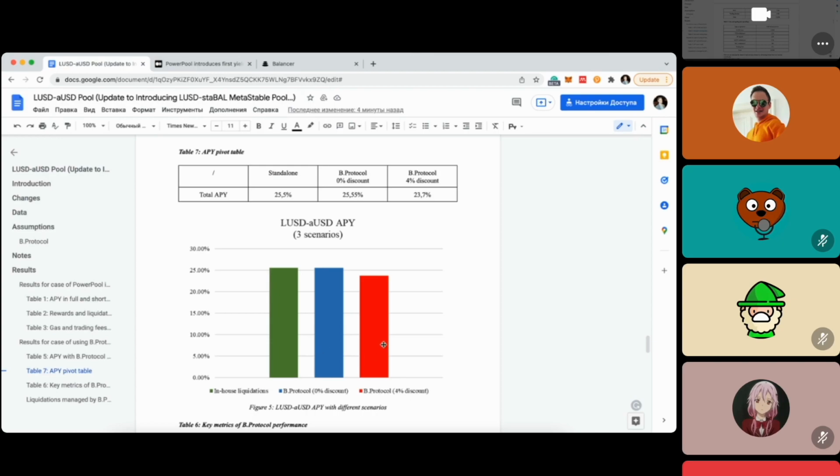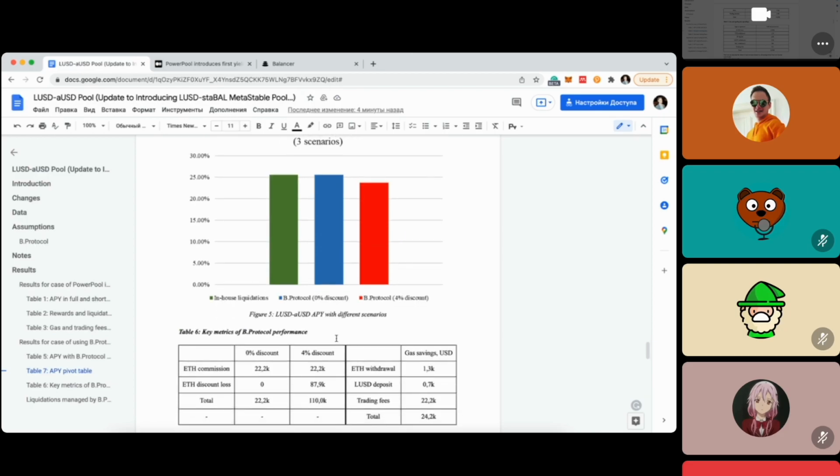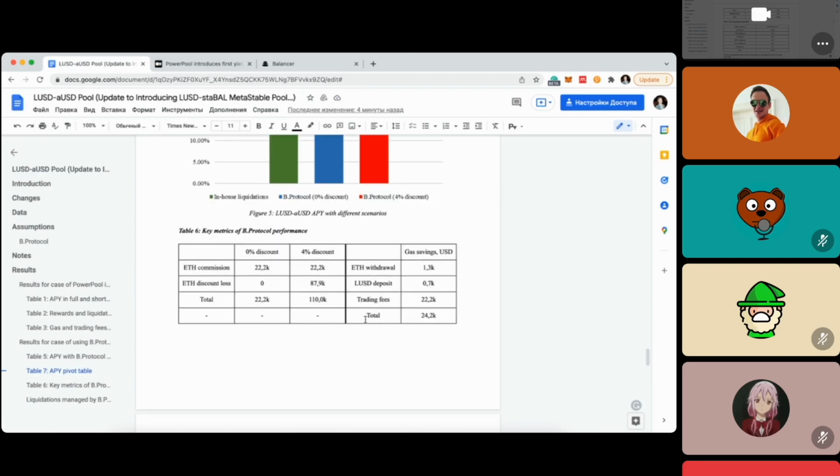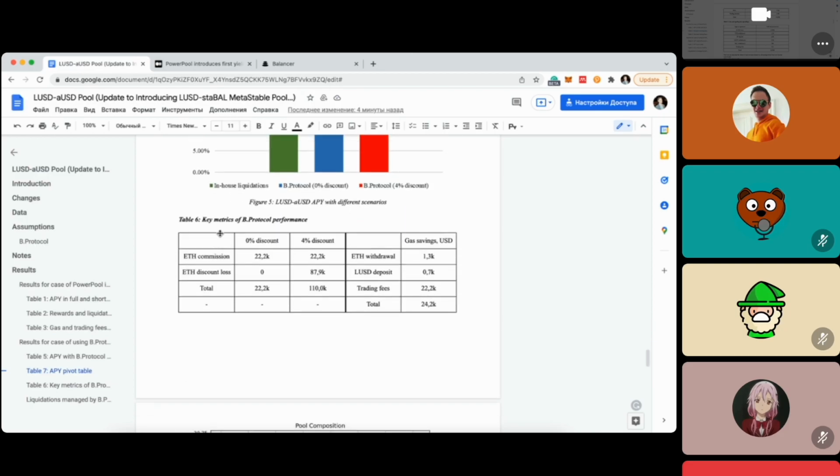So it's basically we don't need to reinvent the wheel here. And it's quite good even to have 22% with 4% discount as the biggest discount that is available inside the B protocol, and not develop it by ourselves. So here we have all the statistics about how much fees were collected. So 22K of fees were collected.